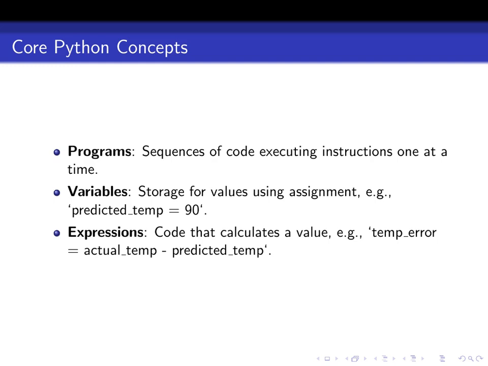Let's now explore some core Python concepts. Programs in Python are sequences of code that execute instructions one at a time. Variables act as storage for values. For example, you might assign a temperature prediction to a variable like predicted_temp equals 90. Expressions perform calculations, like determining the error between an actual and predicted temperature.